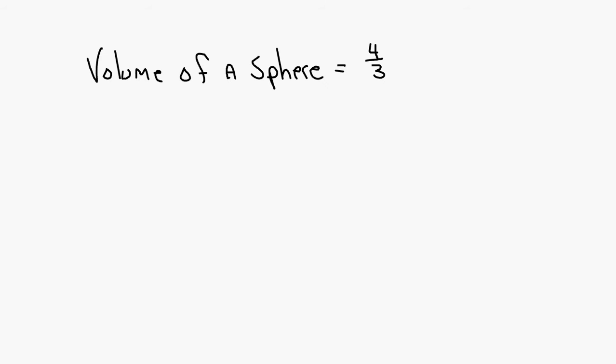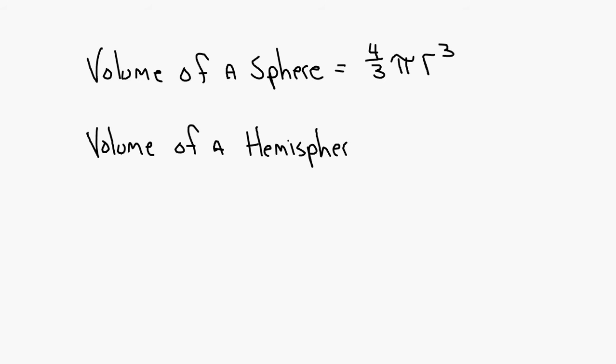And we're going to go with volume of a sphere. And the volume of a sphere is equal to 4/3 times pi, and now it's r cubed. 4/3 times pi r cubed. Volume of a hemisphere. Isn't that just going to be half of the volume of the sphere? Because a hemisphere is half a sphere.